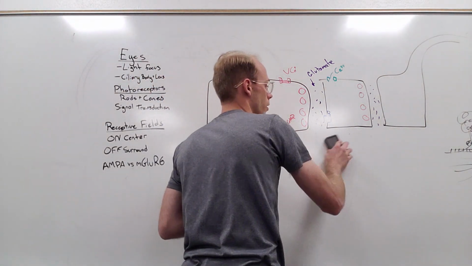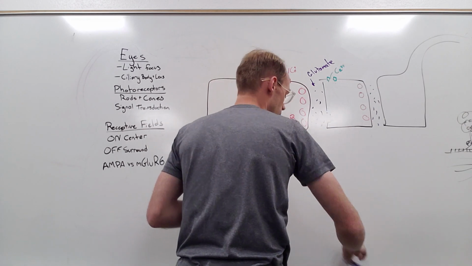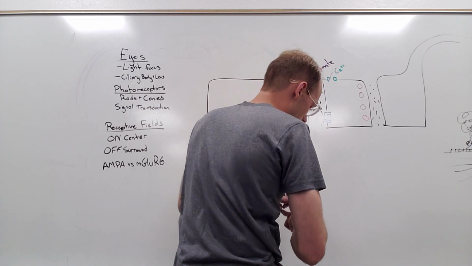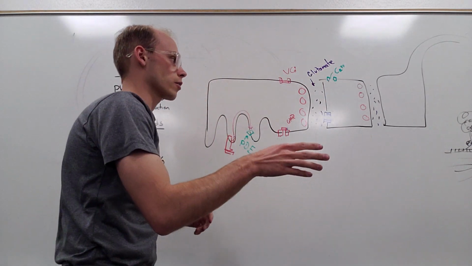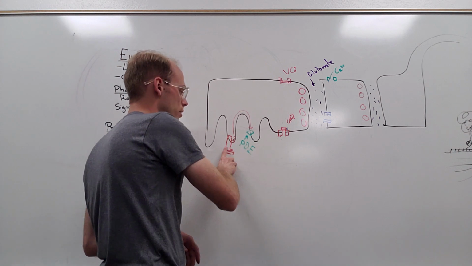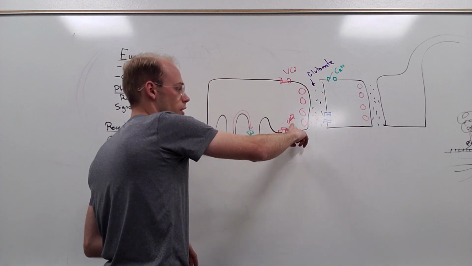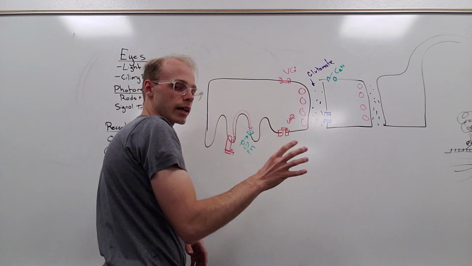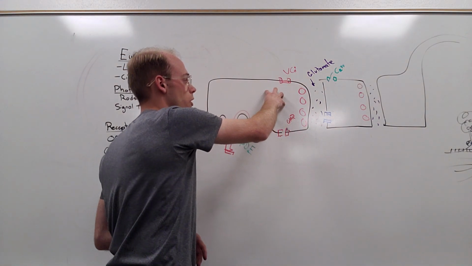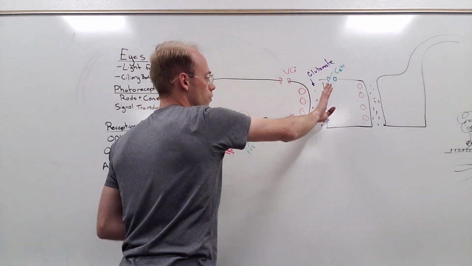Now, the other important one is, instead of mGlu-R6, some have an AMPA receptor. And if you remember, AMPA receptors are ion channels. So if I am in dark, this does not activate PDE. If PDE is not active, GMP stays as cyclic GMP, which means this sodium channel is open. Sodium comes in, depolarizes the photoreceptor, which causes this voltage-gated calcium channel to open, release of glutamate.